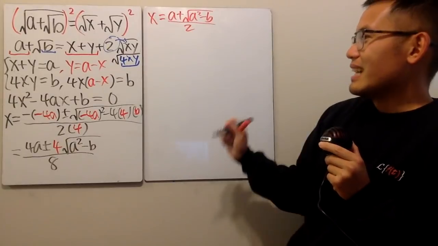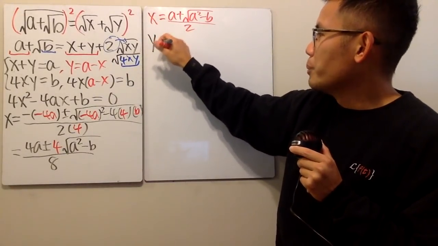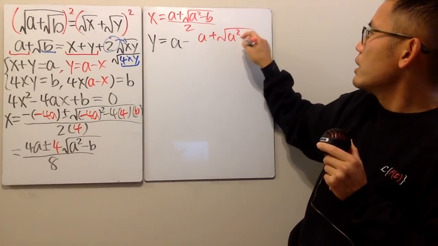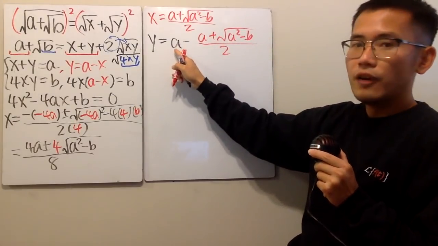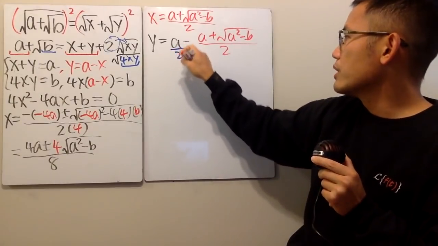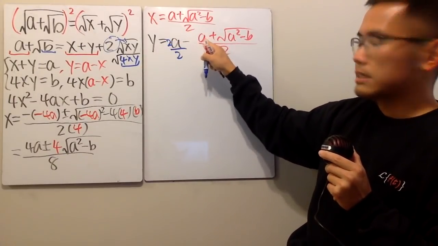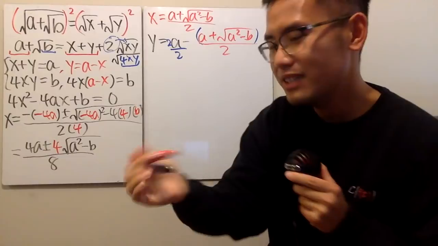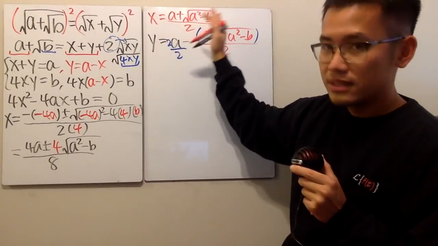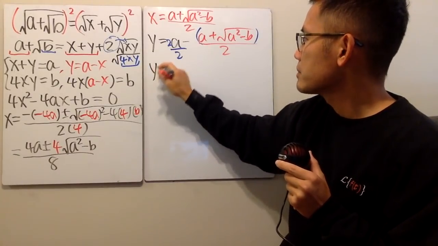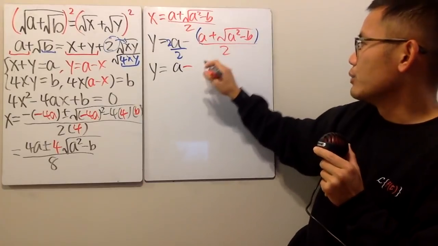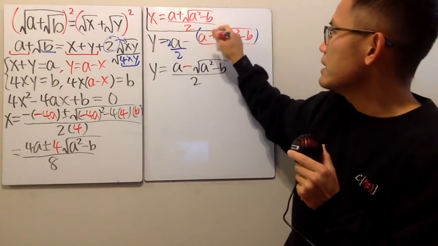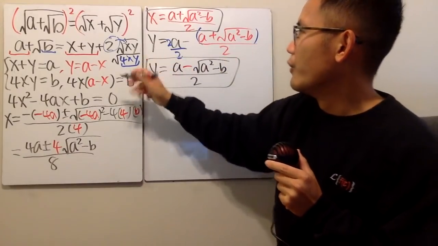Anyway, if this is x, well, we know that y will be a minus x, which is going to be a plus square root of a squared minus b all over 2. And as you can see, of course, we have to get a common denominator. You put a 2 here and a 2 here, 2a minus a is positive a, see? But don't forget you have to subtract, minus positive is minus. See? That's what I told you. So you will see that if x is this, then y will be a, but you have minus, and then you have the square root of a squared minus b all over 2, like this. And here we have it, this right here.